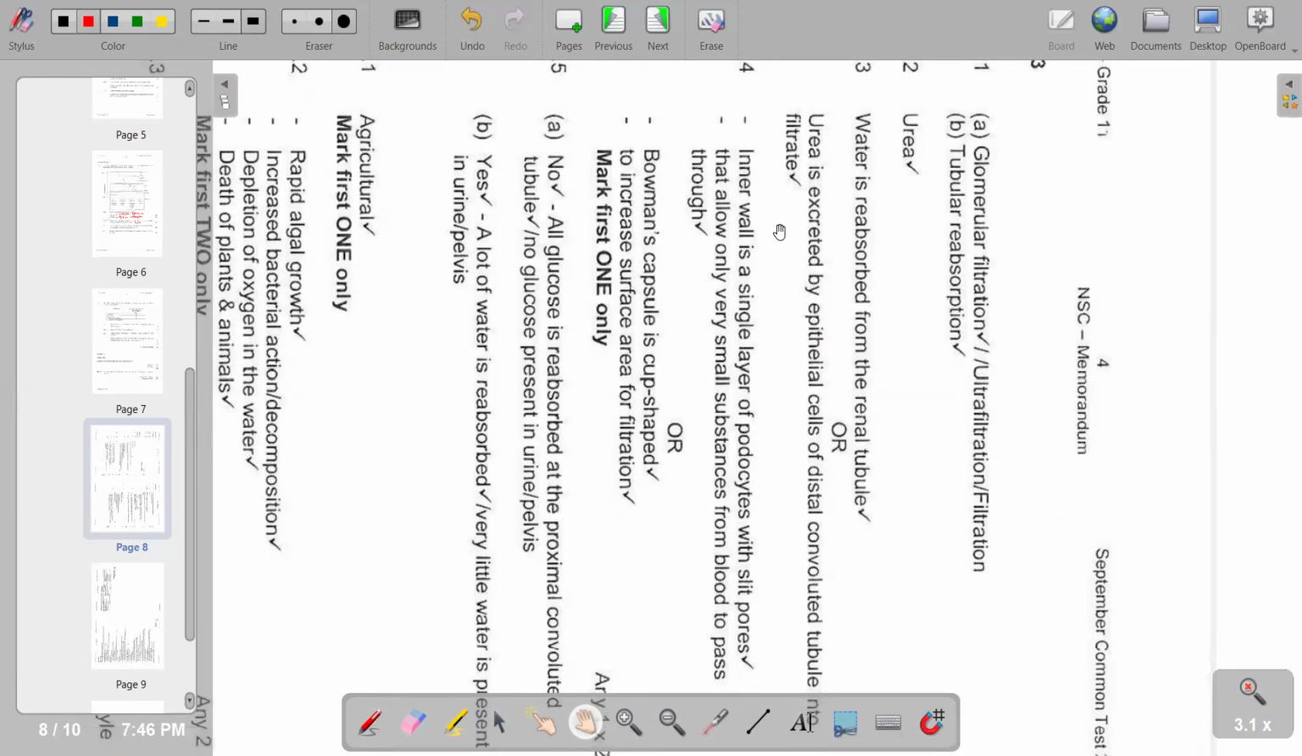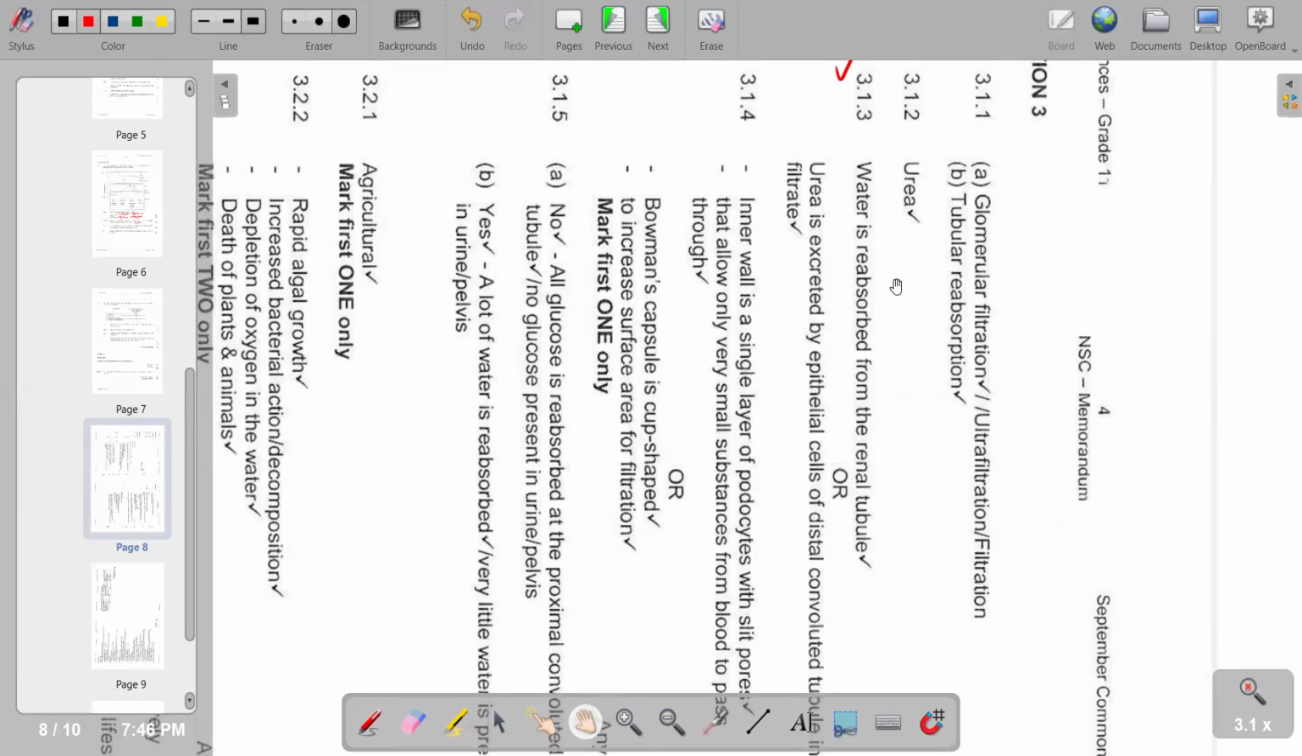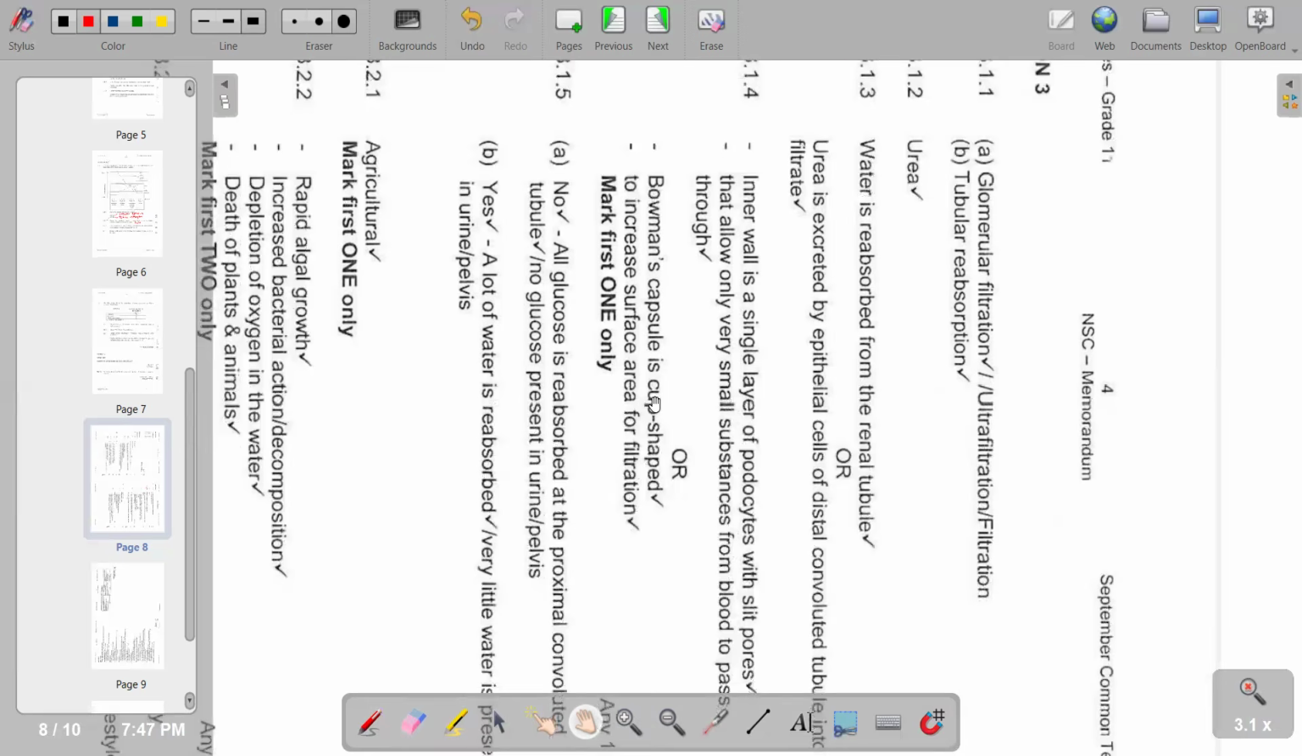As we have in the response, water is reabsorbed from the renal tubule. And we also have the alternative explanation in terms of that.